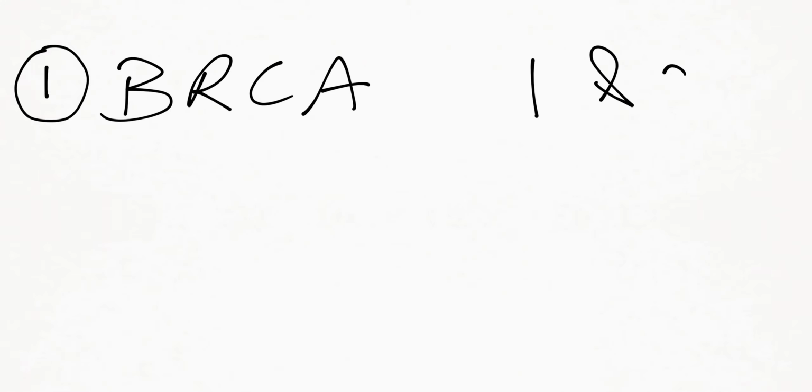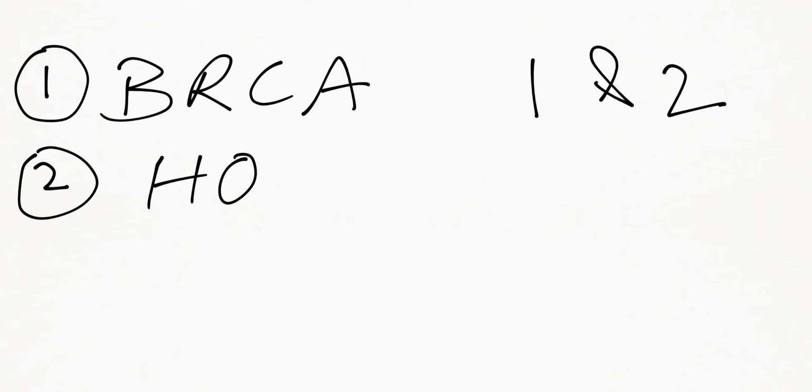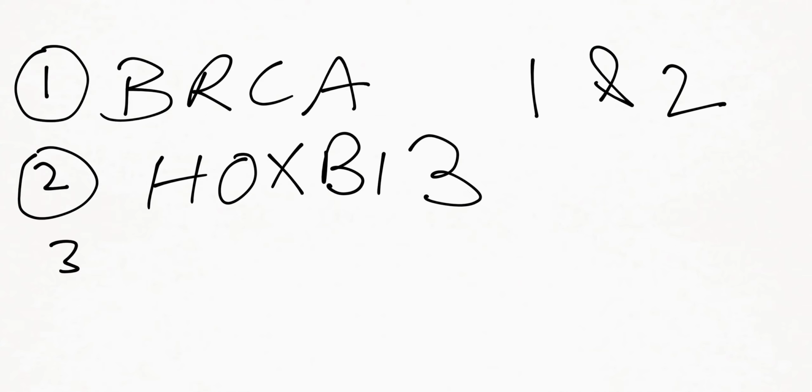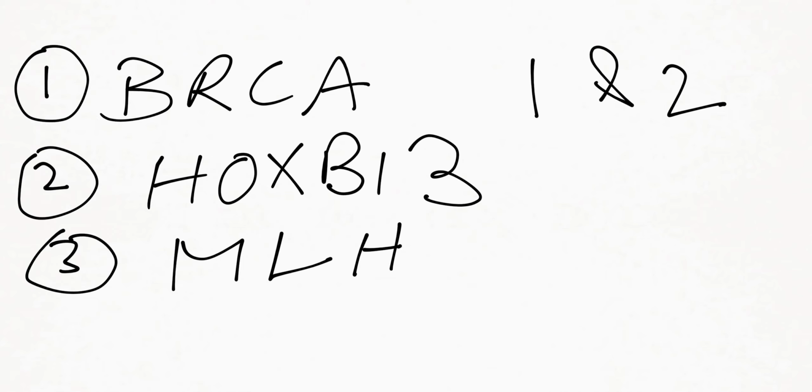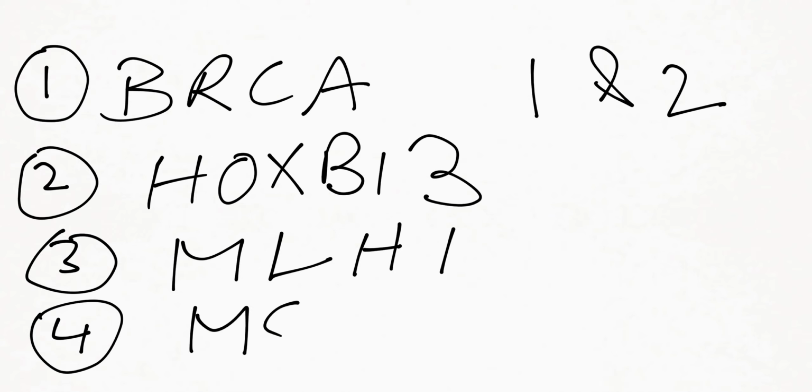BRCA1 and 2. Number 2, HOXB13. Number 3, MLH1. Number 4, MSH2. Okay, so these are the 4 gene mutations or genes that may have a relationship with the pathogenesis of prostate cancer.